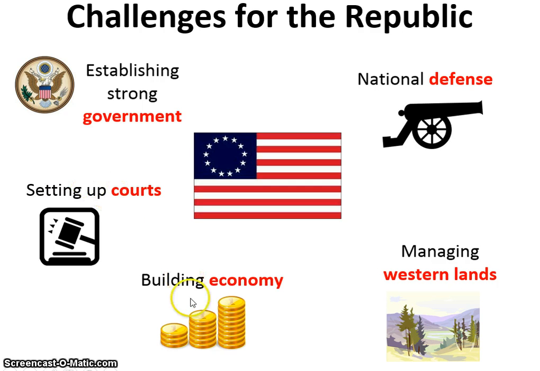Of course, to try to build an economy, because the United States needed to build cash reserves and to build a strong economy to last as a nation. That they needed to manage their western lands and figure out how they were going to settle those. And of course that they had to provide for national defense, because at this time there was no standing army and navy. So pause the video here for a moment, set up your circle map, and then we'll continue.